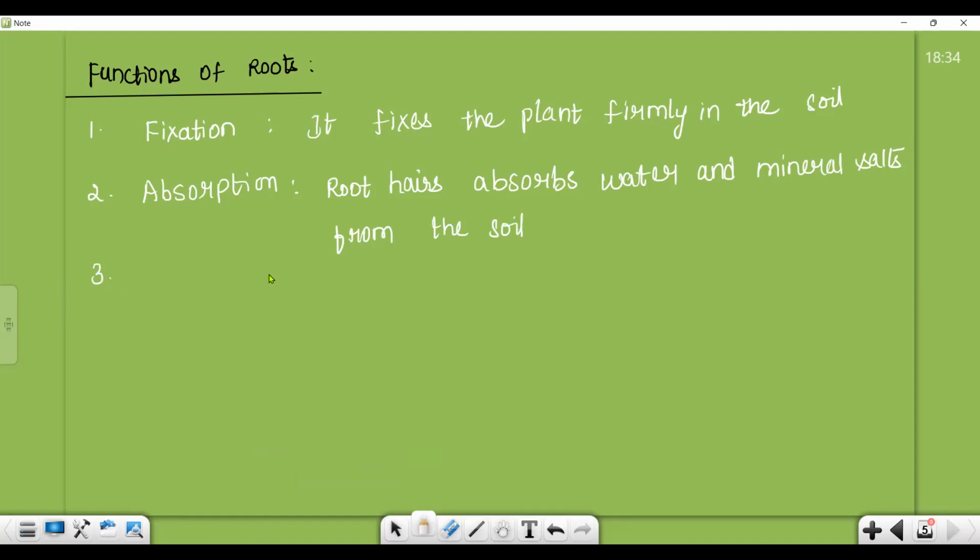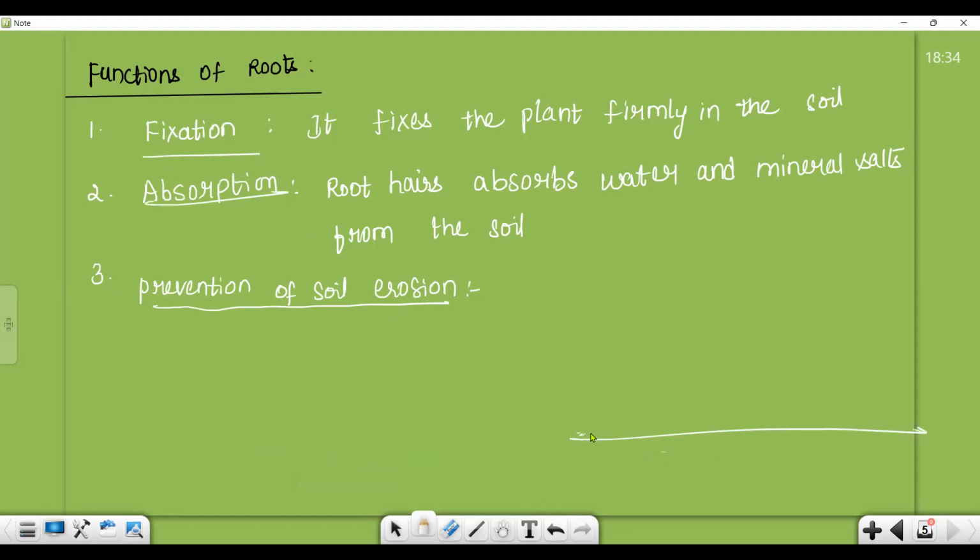Okay, the next one is prevention of soil erosion. So what is soil erosion, students? Do you have an idea of soil erosion? The removal of topsoil is known as soil erosion. Suppose I am taking soil, so this is the soil. The topmost layer is full of nutrients. Due to floods and heavy rainfall, it goes away with water. This process you can call soil erosion. If roots are there, they help in fixing the soil, so no soil is removed.